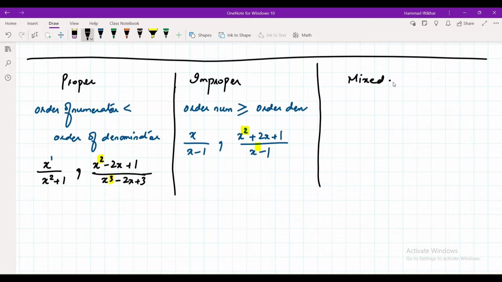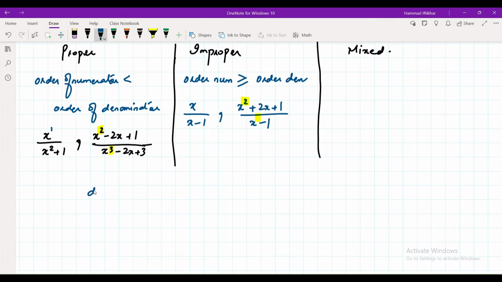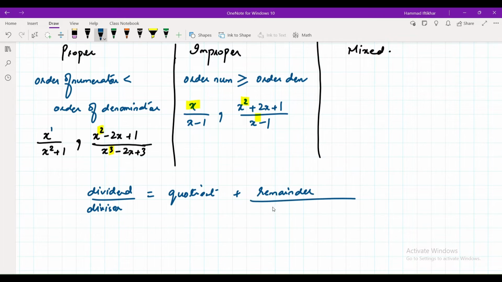And the reasoning and the process is almost identical. We go through the long division process. So when we go through the long division process, we will have the exact same thing. We will have a dividend, which for simplicity we are calling the numerator. We will have a divisor, which for simplicity we call the denominator. This will turn out to be quotient plus remainder over divisor.